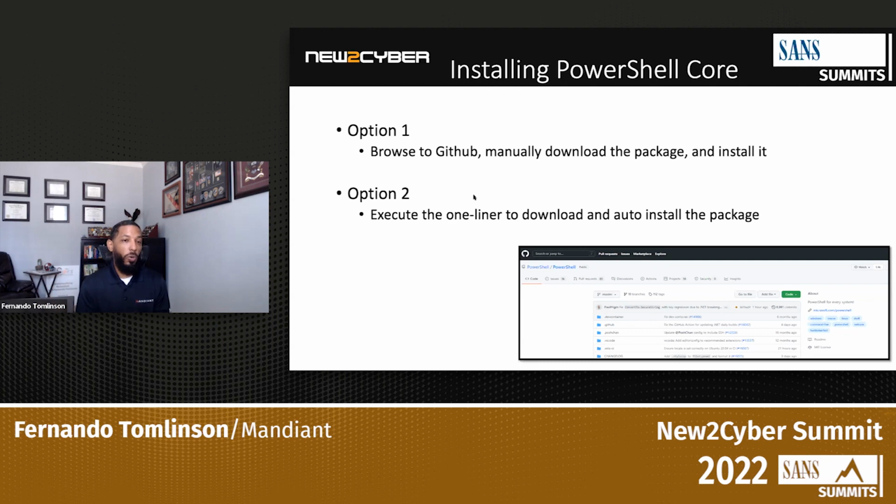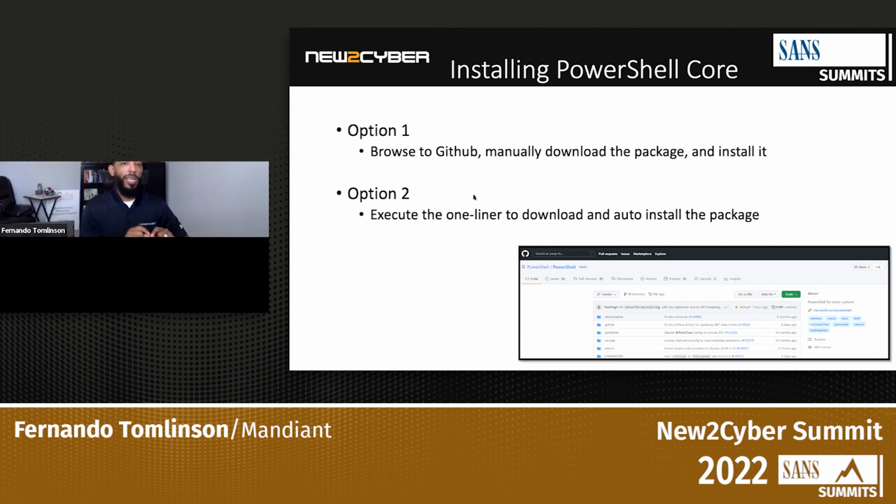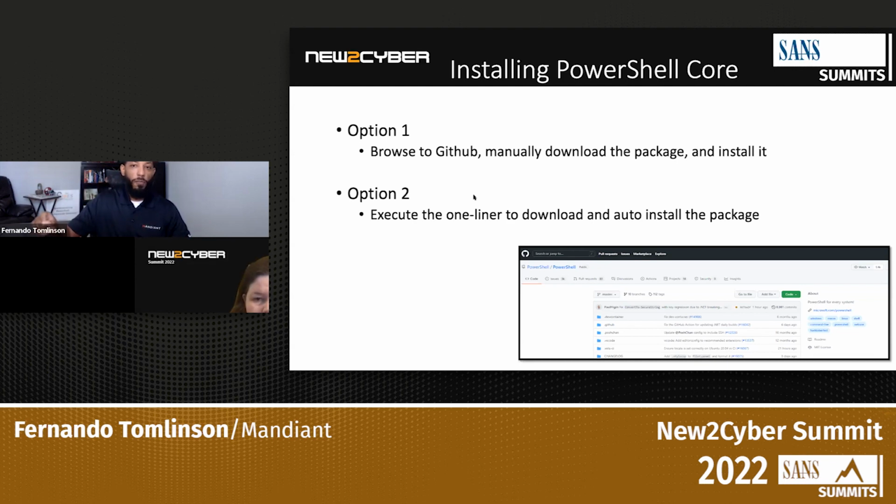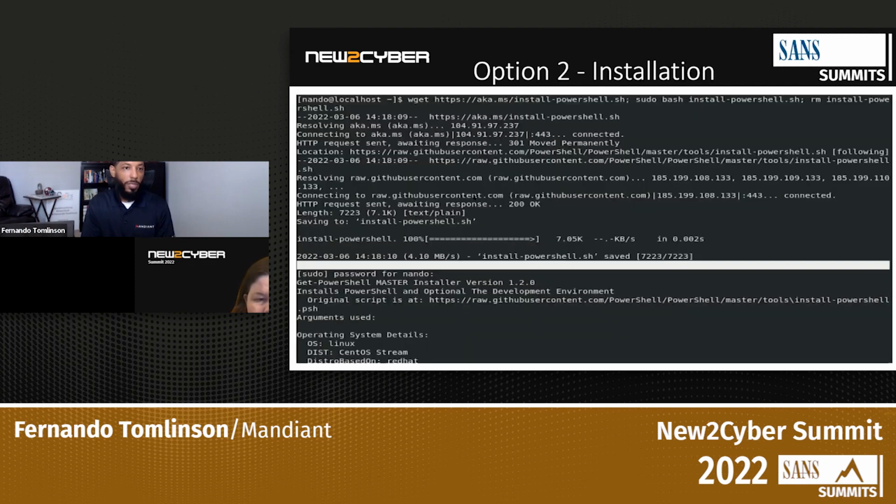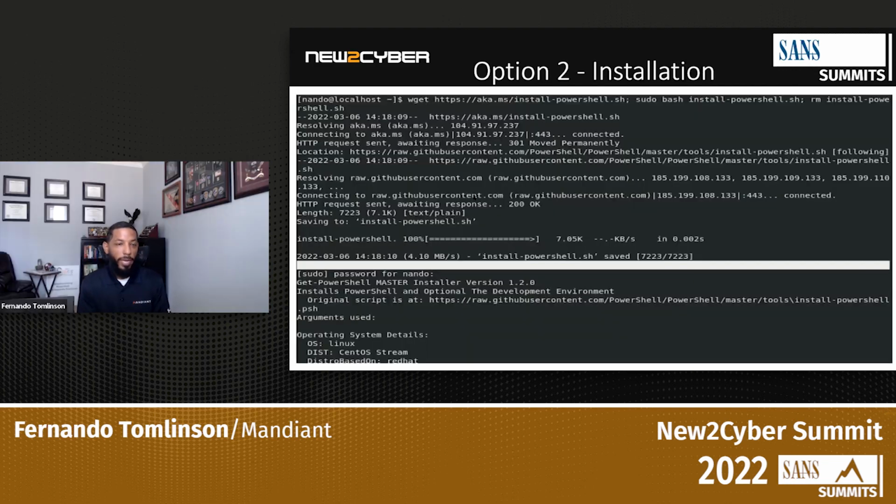We could also execute a one-liner, essentially one line of code to, in an automated fashion, go out, download the PowerShell software, and then auto install it for us. Okay, so that's pretty cool. I probably would want to do the latter option, and let's walk through that.